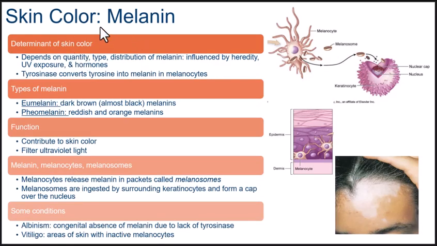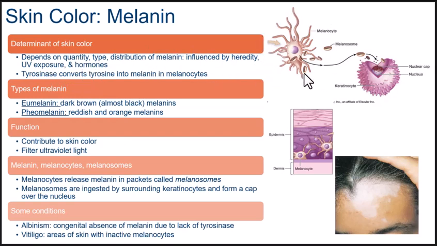We're going to talk about skin color, looking specifically at melanin. We know that this is produced by melanocytes, and it is the primary determinant of our skin color. But the quantity, type, and distribution of melanin that somebody has is influenced by genetics or heredity, by how much you're exposed to the sun, as well as hormones.